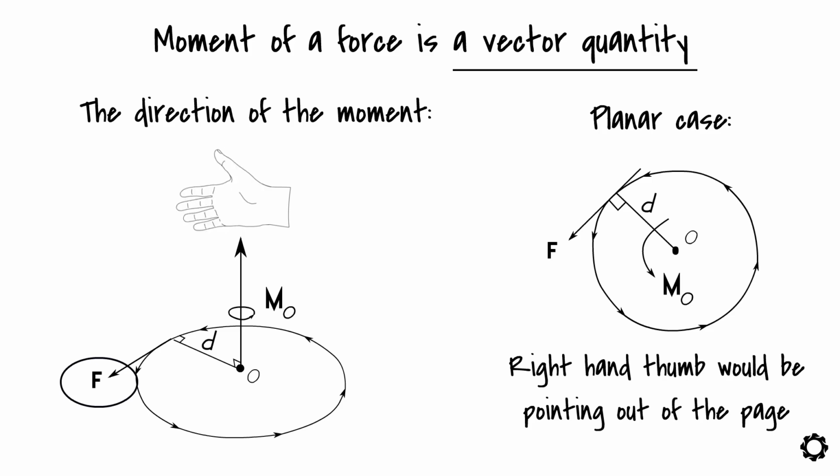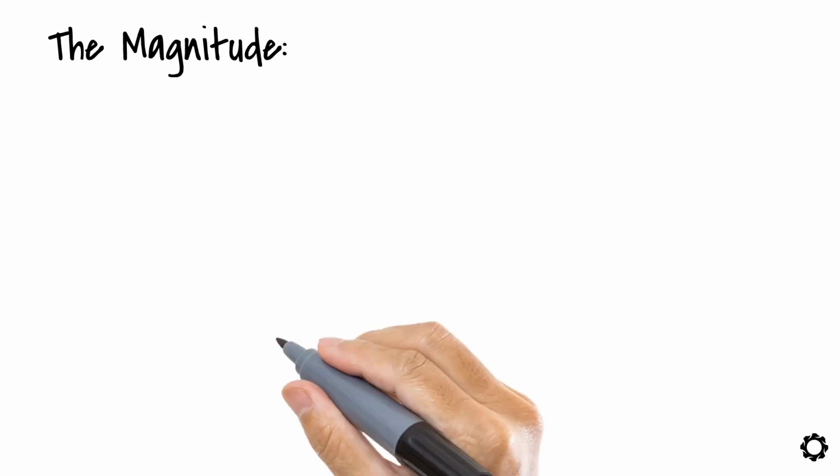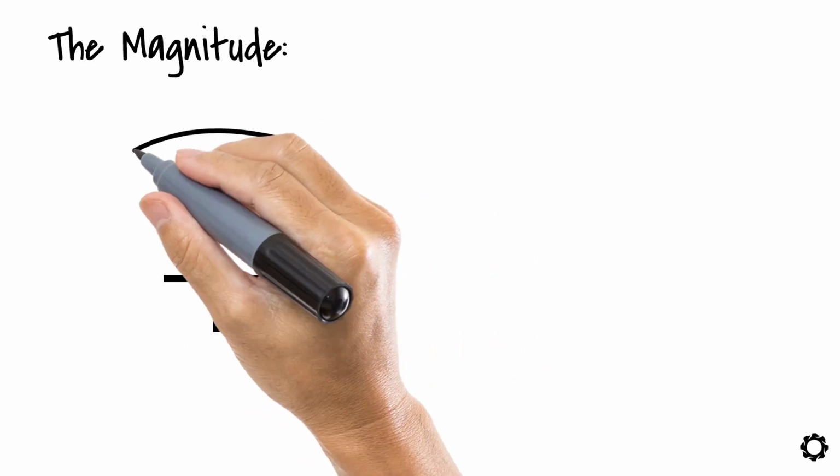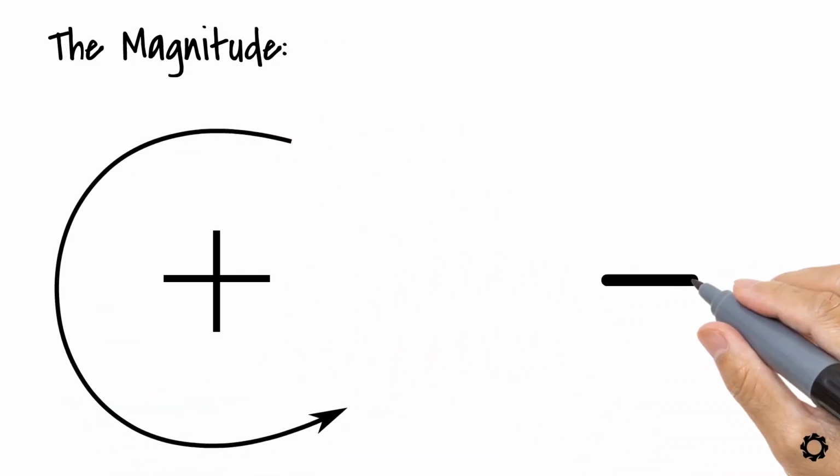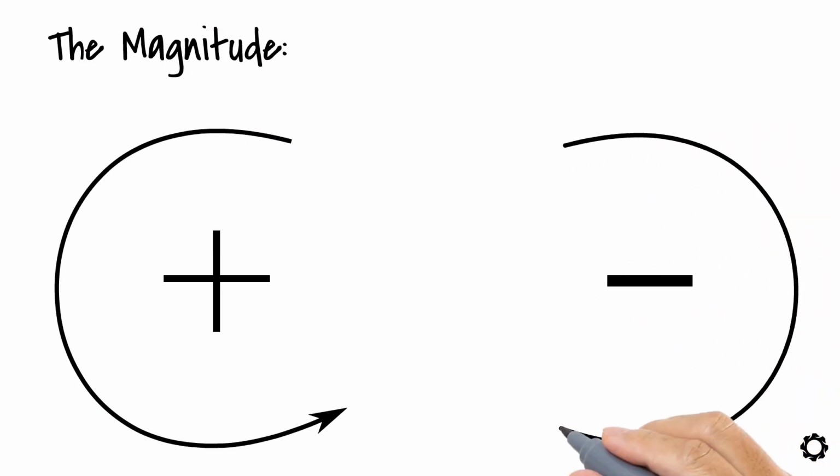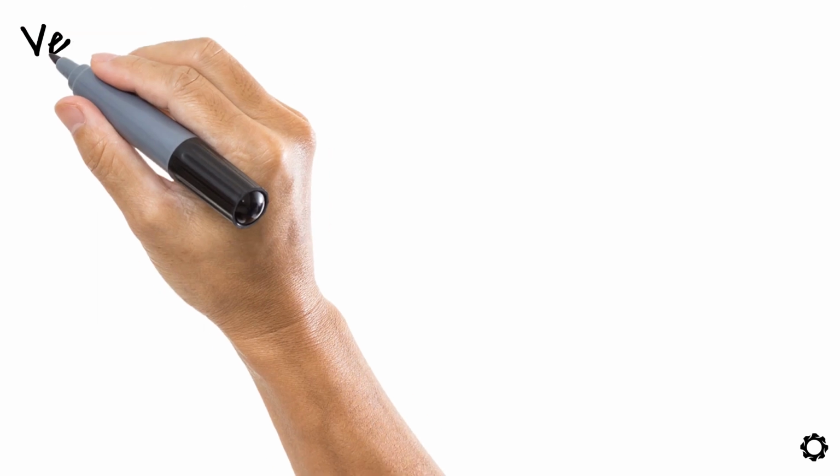The most important thing that you should remember about the direction of the moment is that the magnitude of the moment will be positive if its direction is counterclockwise and negative if the moment is rotating clockwise. Let's move on to how we can define the moment by using a vector formulation. Why do we need it?